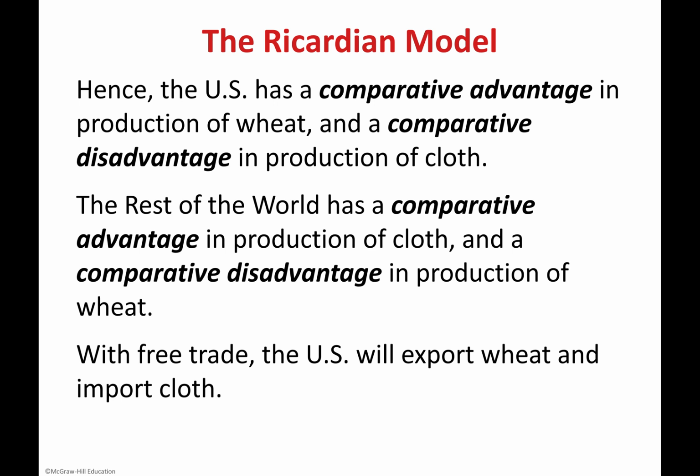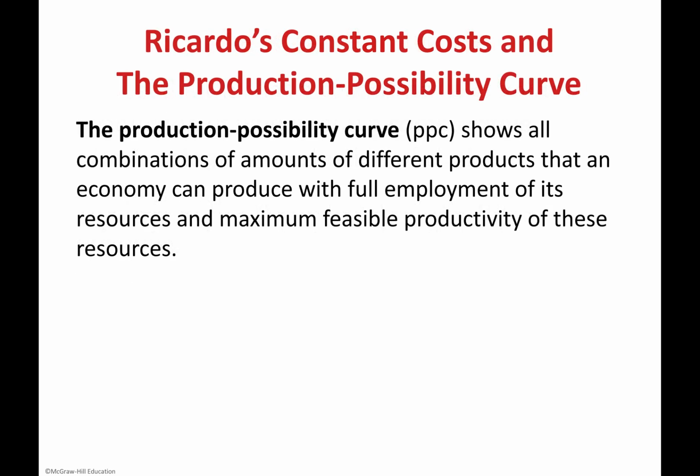So the US, for instance, has a comparative advantage in production of wheat and a comparative disadvantage in the production of cloth. It may still be cheaper in producing both wheat and cloth, but it has a relative advantage in wheat because it produces wheat for much lower costs than, for instance, it might produce cloth at. Now, if that's the case, then obviously the rest of the world has a comparative advantage in producing cloth and a comparative disadvantage in producing wheat. Once again, it implies specialization. So with free trade, the US will export wheat and it's going to import cloth.